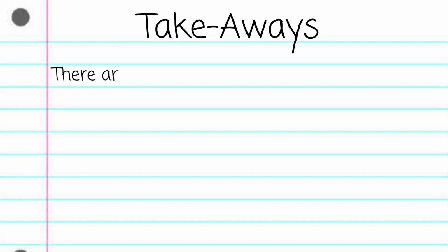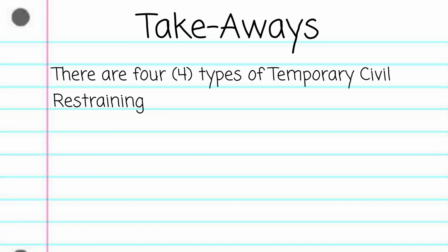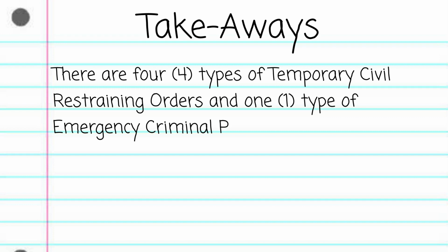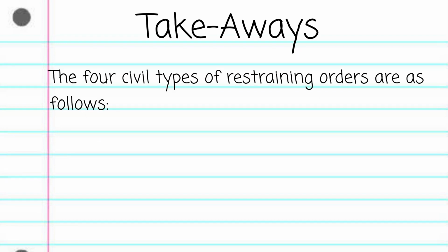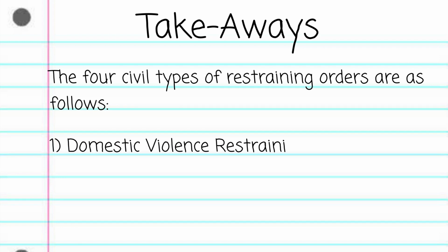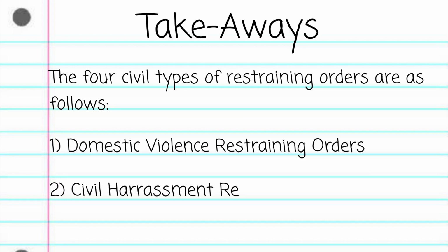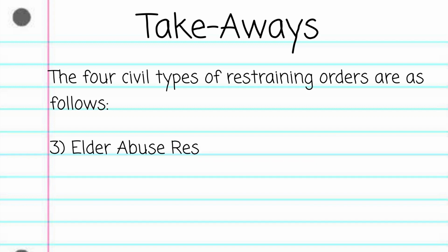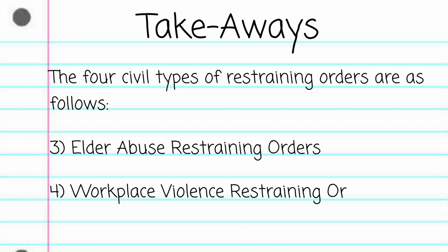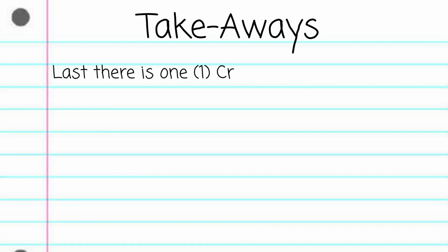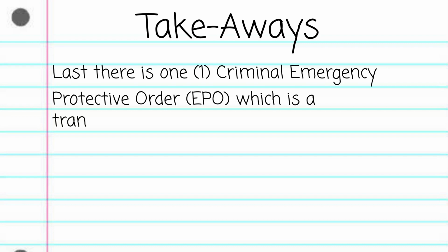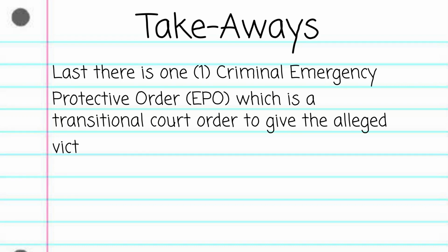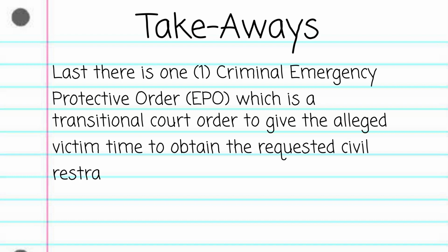Takeaways. There are 4 types of temporary civil restraining orders and 1 type of emergency criminal protective order. The 4 civil types of restraining orders are as follows. 1. Domestic violence restraining orders. 2. Civil harassment restraining orders. 3. Elder abuse restraining orders. And 4. Workplace violence restraining orders. Last, there's 1 criminal emergency protective order, also known as EPO, which is a transitional court order to give the alleged victim time to obtain the requested civil restraining order relief.